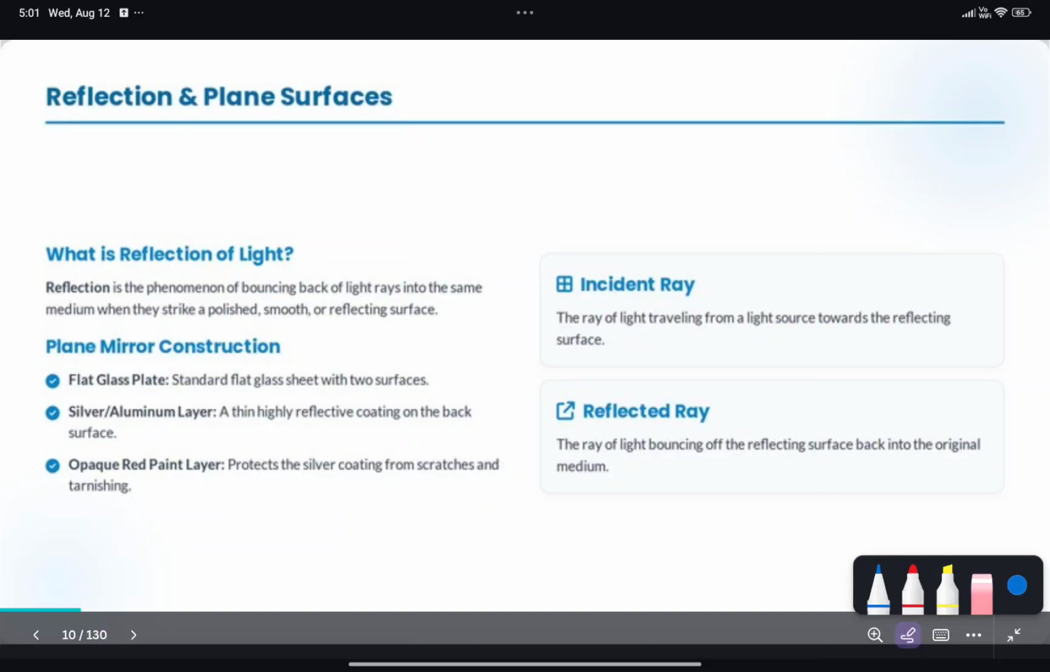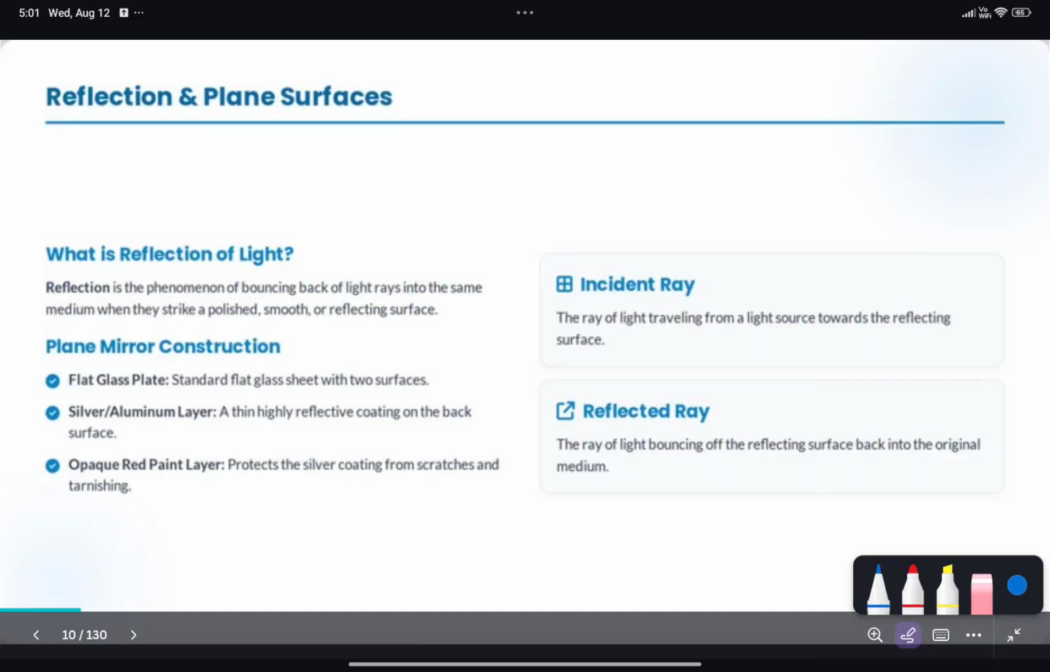What is meant by the incident ray? The ray of light traveling from the light source toward the reflecting surface, we simply call it the incident ray. The ray of light traveling from a light source towards the reflecting surface. Clear?